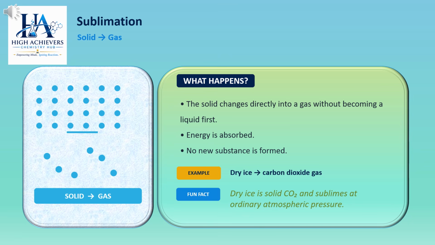Sublimation is a special change of state in which a solid changes directly into a gas without becoming a liquid first. The particles in the solid absorb enough energy to escape directly into the gas state. Energy is therefore absorbed during sublimation. A familiar example is dry ice. Dry ice is solid carbon dioxide, and at ordinary atmospheric pressure, it changes directly into carbon dioxide gas. Iodine is another substance that can show sublimation when heated.